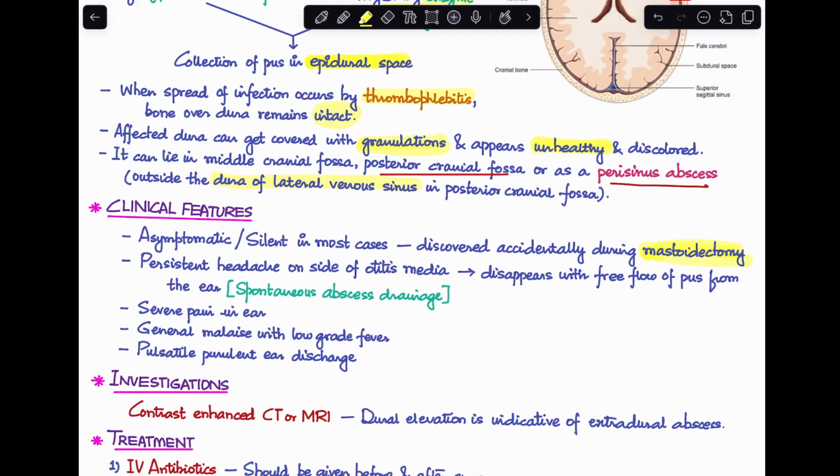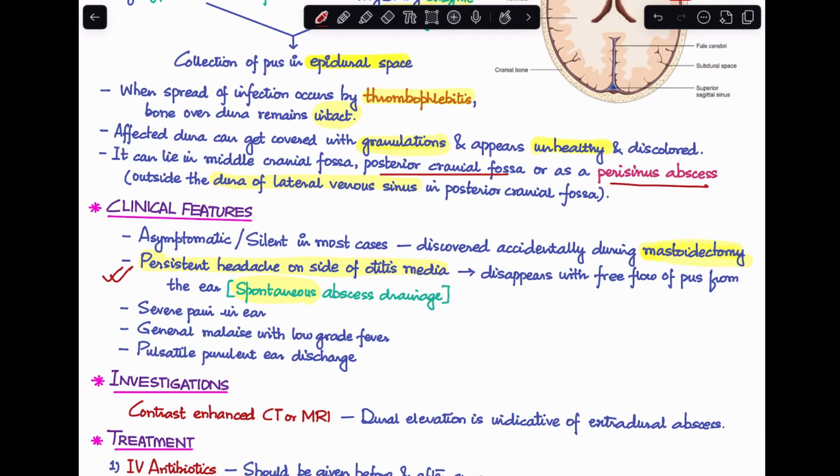But other than that, the most important symptom here is persistent headache on the side of the otitis media. And this headache disappears with free flow of pus from the ear. This is known as spontaneous abscess drainage. This is the most important clinical feature of such cases. Other than this, the patient will have severe pain in the ear, general malaise with low-grade fever because of the presence of an abscess, and pulsatile purulent ear discharge.